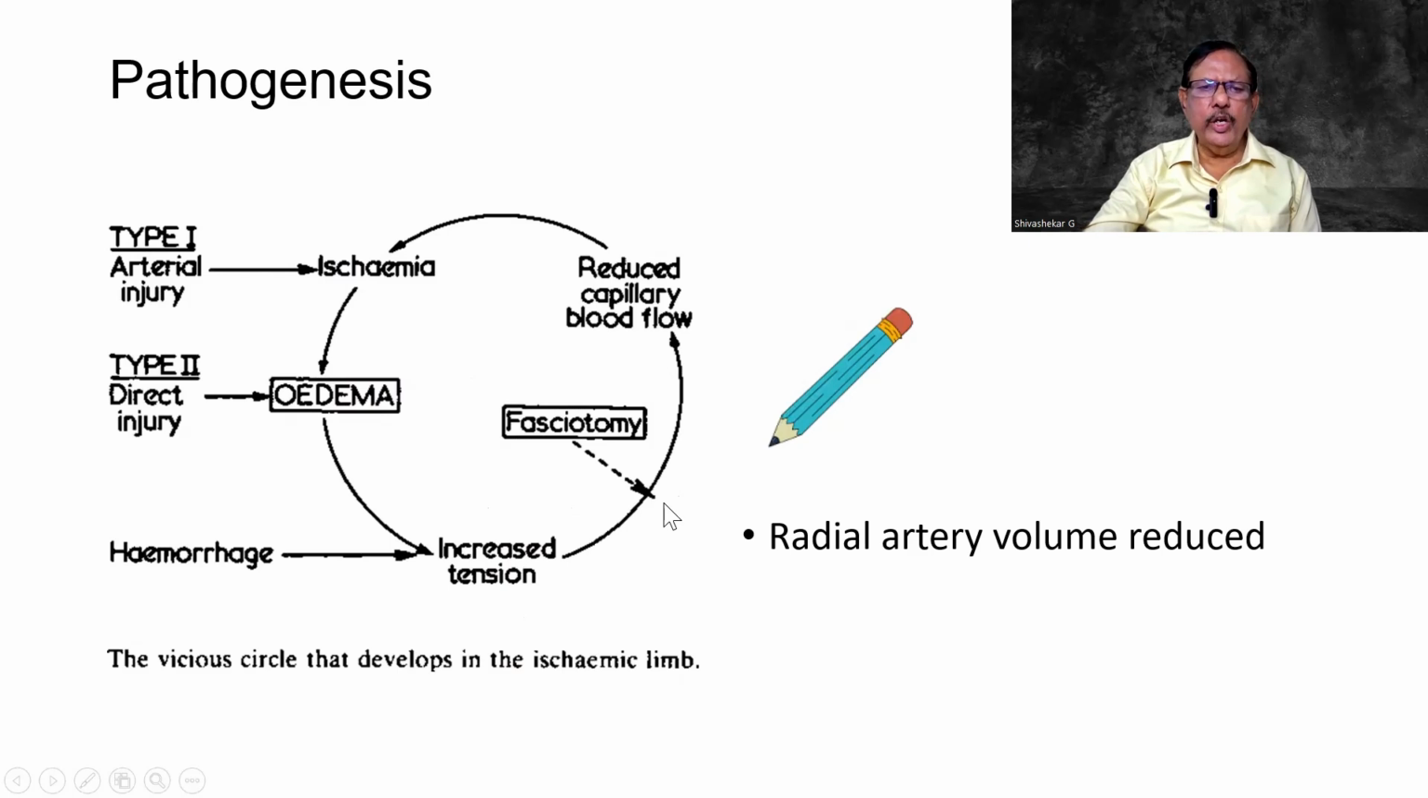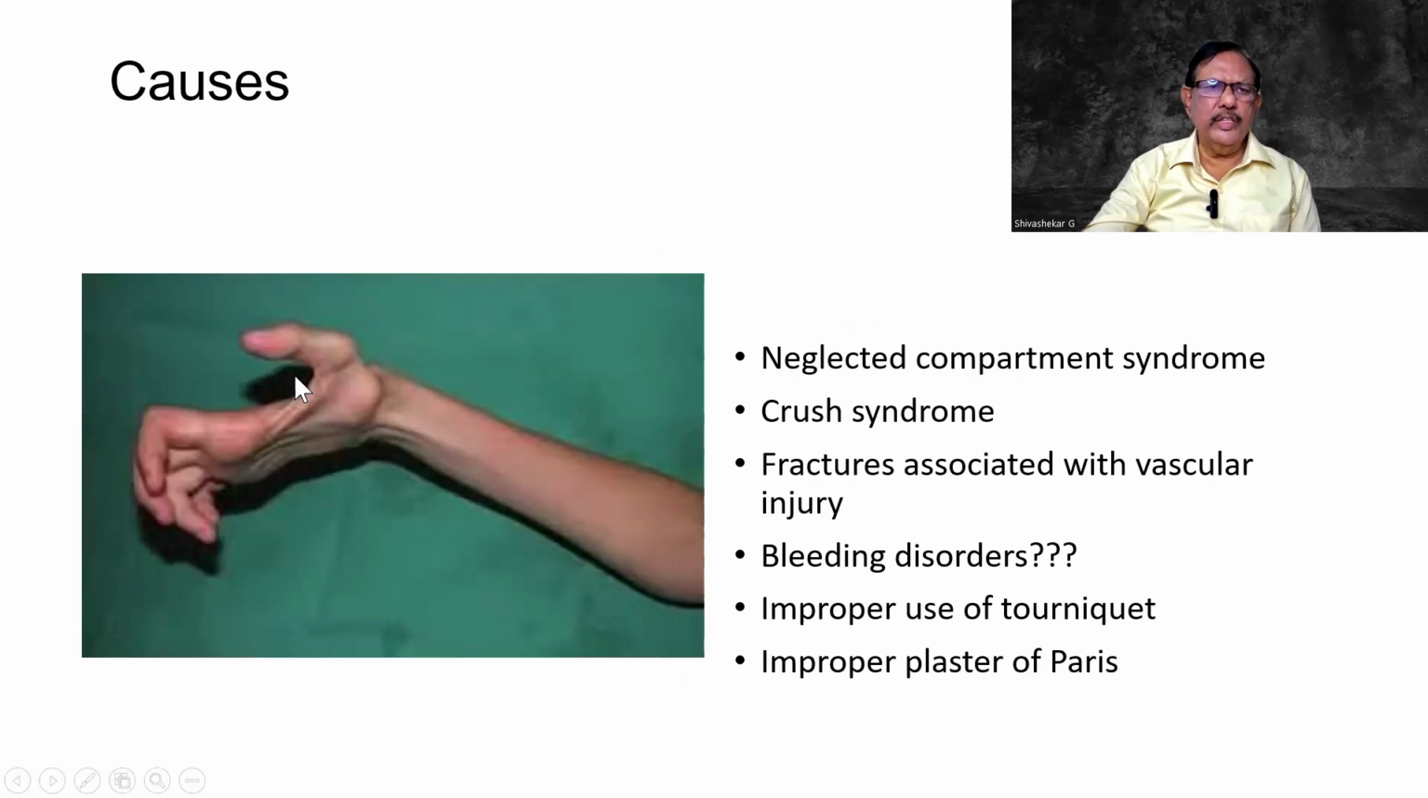Therefore, a fasciotomy has to be done. The fascia has to be cut to release the tension and restore the blood flow. Mainly, the radial artery volume is reduced. Please remember and draw this.